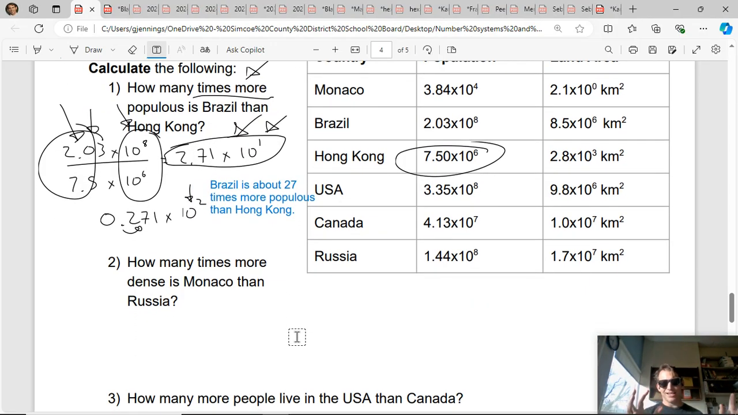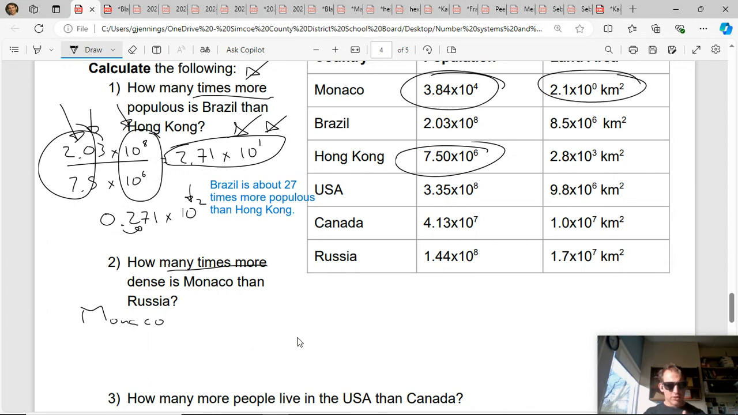How many times more dense is Monaco than Russia? Oh, wow. I got to calculate both of their densities and then compare them. Okay? And I want times more dense. How many times more dense? Okay, so first let's do Monaco, the density, which is going to be people divided by area. So that's 3.84 times 10 to the 4, about 38,000 people living on about 2 square kilometers.